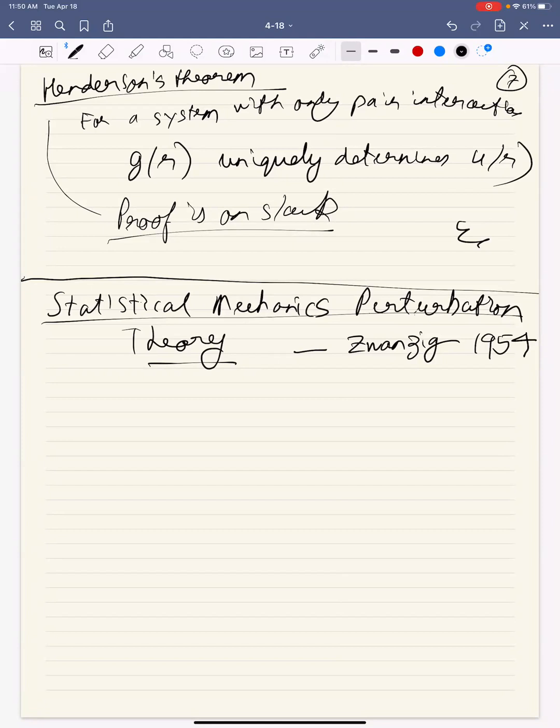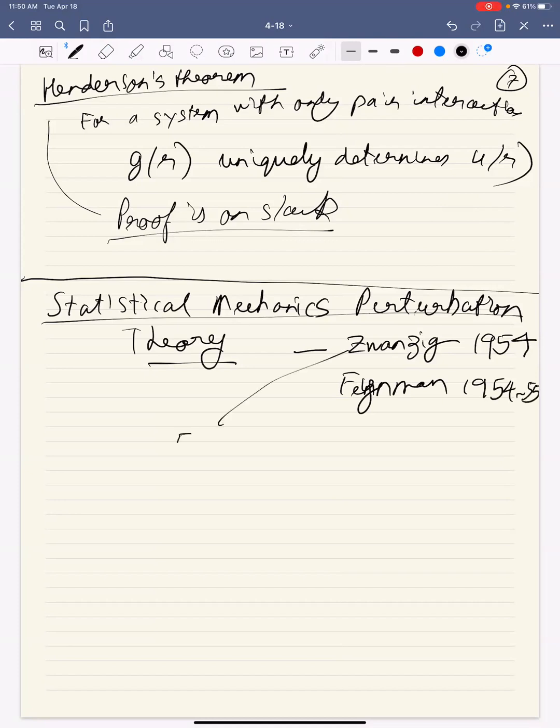So Zwanzig came up with this, and I will post the paper online. You can read the original paper. Zwanzig wrote this paper in 1954. I think it was either Journal of Chemical Physics or maybe Physical Review. Back then, it was just one Physical Review, not A, B, C, D, E, whatever. However, it's very interesting that Feynman had effectively the same idea, which he also published either in 1954 or 1955.